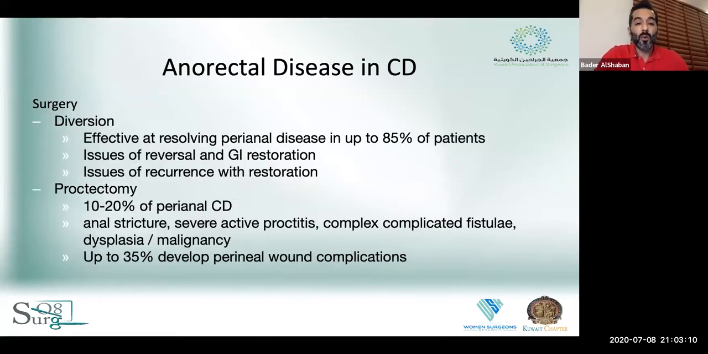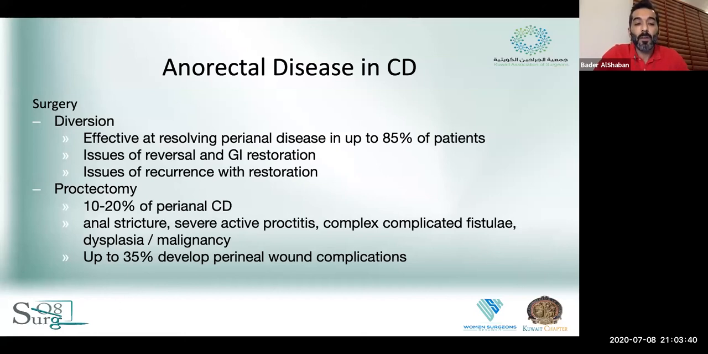Moving on to the more drastic and unfortunate surgical interventions, diversion. It is actually very effective in resolving perianal disease in a significant number of patients, more than three quarters of them. But then the issue arises, whenever you do have that success in the control of disease, what's going to happen when you restore the GI tract? The issue of recurrence with restoration is present and is not really known.